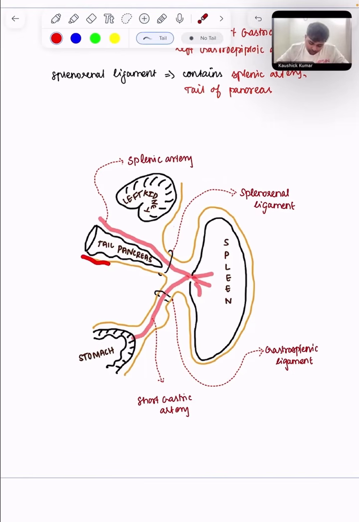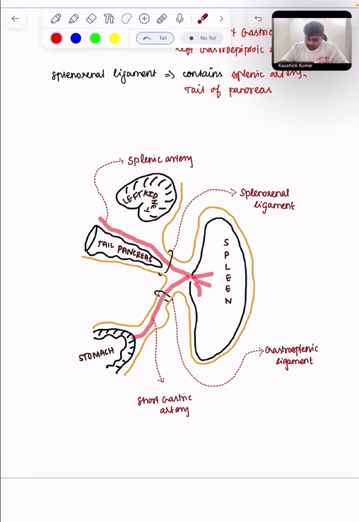So the first peritoneal reflection that we can notice here is our splenorenal ligament, which contains the tail of the pancreas and the splenic artery, which is riding on top of the tail of the pancreas, and it is going to supply the spleen. Another peritoneal reflection that you can notice here is our gastrosplenic ligament, which contains the short gastric artery that is going to supply the fundus of the stomach.